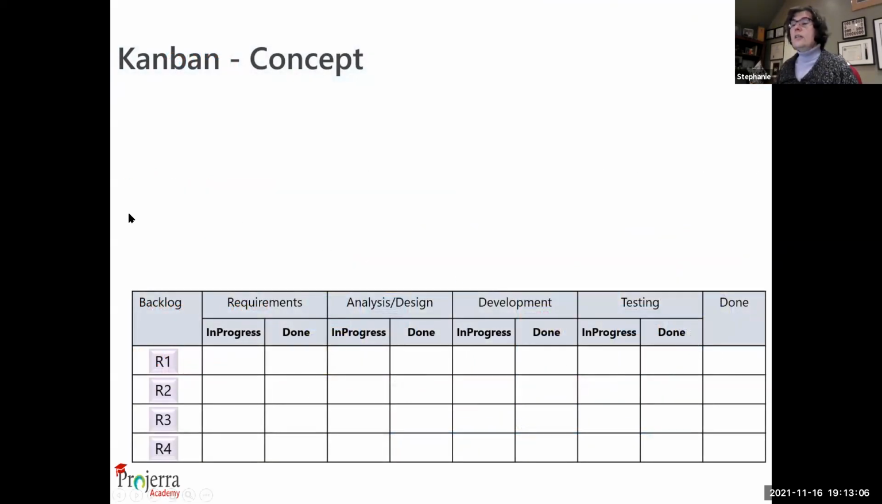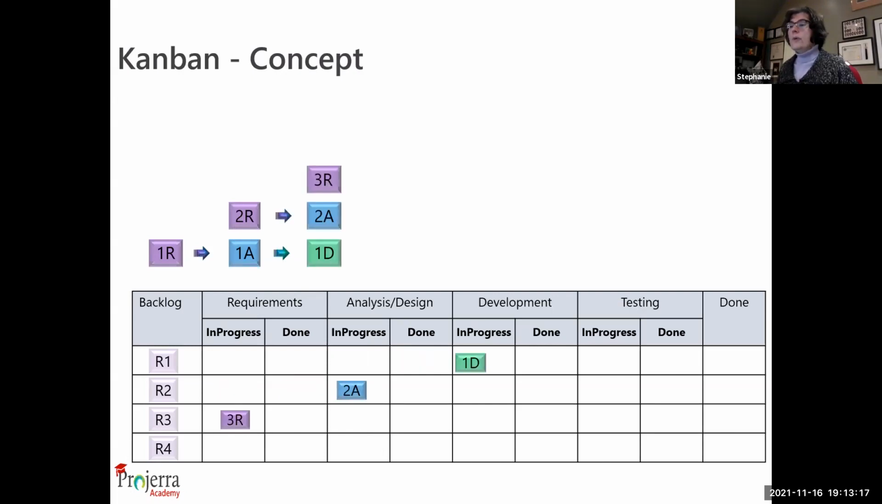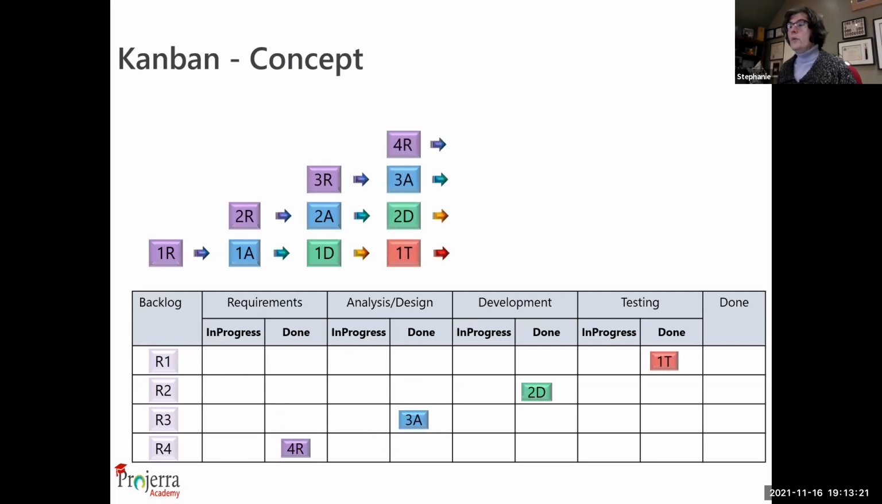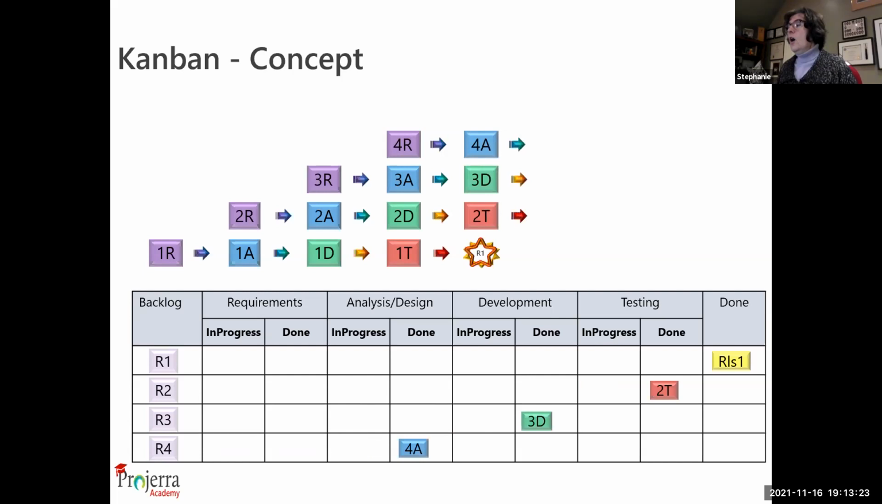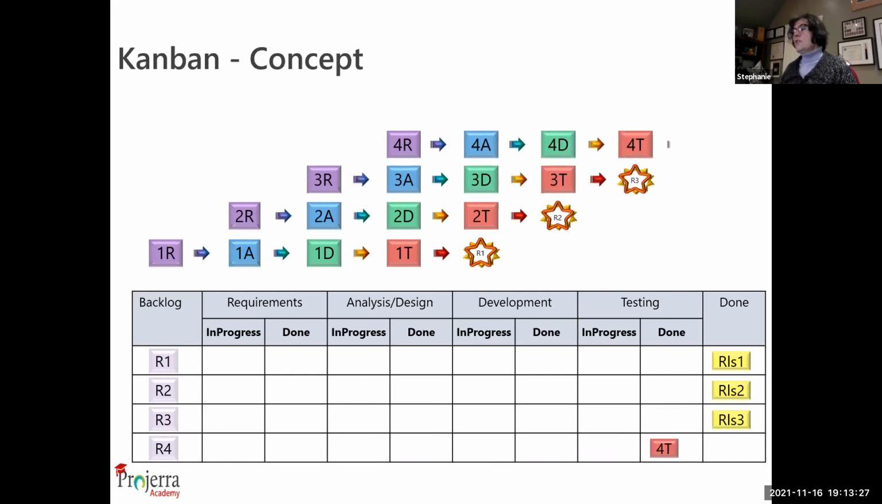Once again, another little demo for you. So it starts with the first requirement, it goes to done, then the second requirement, and then it moves to done. Notice how we've now got 3 different requirements moving through the pipeline. Now we've got 4 different requirements moving through the pipeline. Well, the first one's been released. Now the second one's been released. So the third one's been released, and now the fourth one's been released.